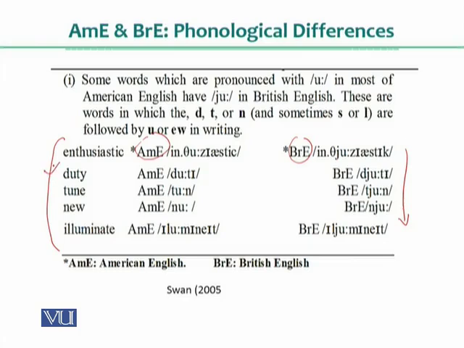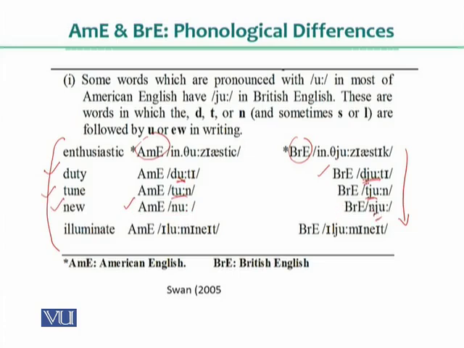I would start with an easy example. For example, duty. Here, notice this. Americans pronounce it as duty, whereas the British would pronounce it as duty, with the you sound. This becomes a part of that. Again, see the next example. Tune, whereas the British pronunciation is tune, the ju sound comes. When you compare British and American English for the word new, you can notice new is the pronunciation in American English, whereas in British English it is new, with the you sound.